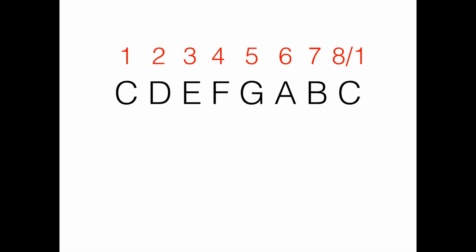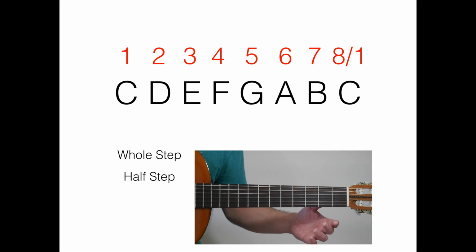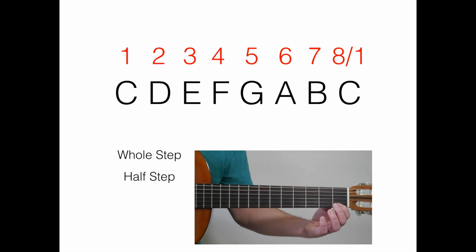There are 2 types of intervals we will talk about here: the whole step and the half step. If you look at your guitar, you will see the frets along the entire fretboard. Each fret represents a half step on any given string. For instance, if I play the pitch on the first string on fret number 1, and then play the pitch on the first string on fret number 2, we will hear an interval of a half step.